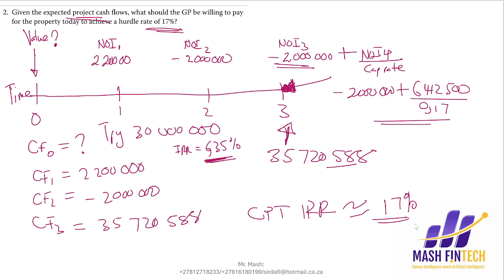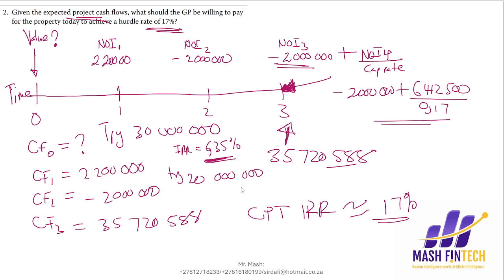This is too low. We want 17%. So you have to increase. For you to get a higher return, you have to reduce the amount you are willing to pay for the property, right? So you can reduce this to 20 million. So you then try 20 million. It's trial and error, 20 million.